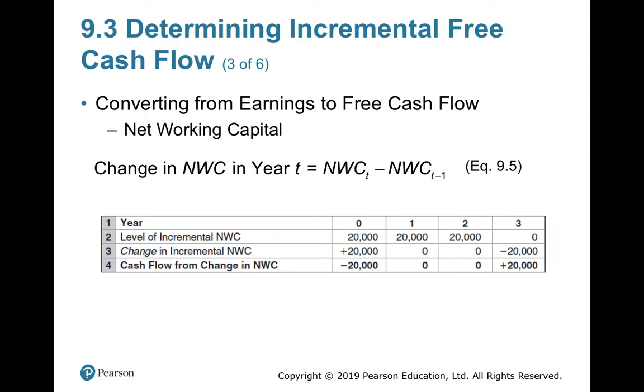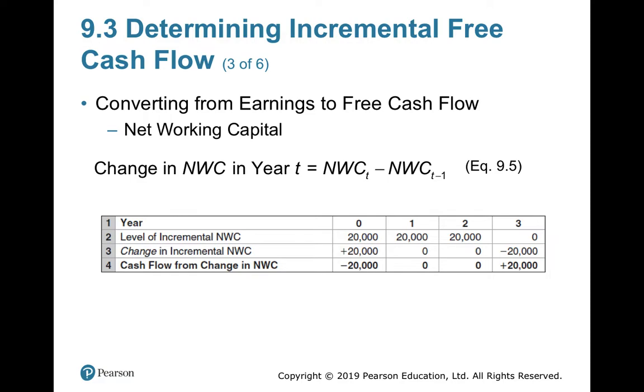Now we will see the change in incremental net working capital. How will we do that? Current year working capital minus previous year working capital. In the very first year, year 0, it will be 20,000. Why? Previous year there was no working capital requirement because the project had not started. So in year 0, 20 minus 0 is equal to 20. Year 1, 20 minus 20 is equal to 0. Year 2, 20 minus 20 is equal to 0. Year 3, 0 minus 20 is equal to minus 20. This is the change in the working capital.